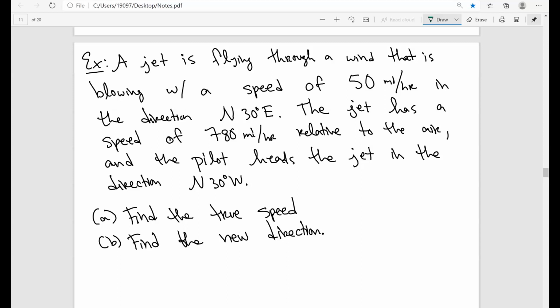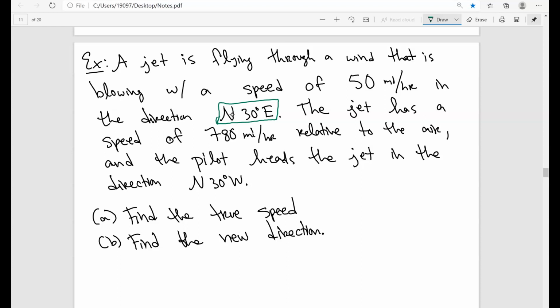So here's another vector application. We have a jet flying through a wind that is blowing with a speed of 50 miles per hour in the direction of 30 degrees northeast. So here, this is a bearing problem. Whenever you see something that looks like that, think about bearing, which is what we did kind of like with the law of sines and cosines.